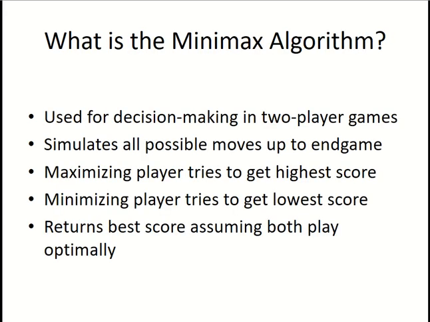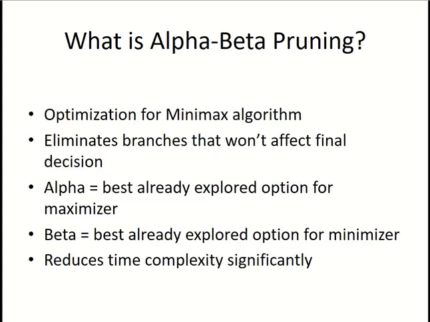Okay, let's talk about the Minimax algorithm. Minimax is a recursive algorithm used in two-player turn-based games. It simulates all possible moves until the game ends. One player aims to maximize their score and the other tries to minimize it. The AI assumes the opponent will also play optimally and chooses moves that give the best guaranteed outcome.